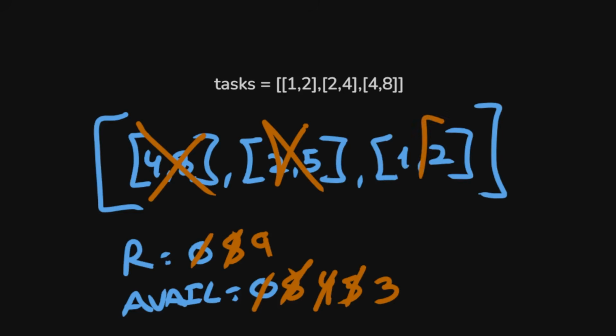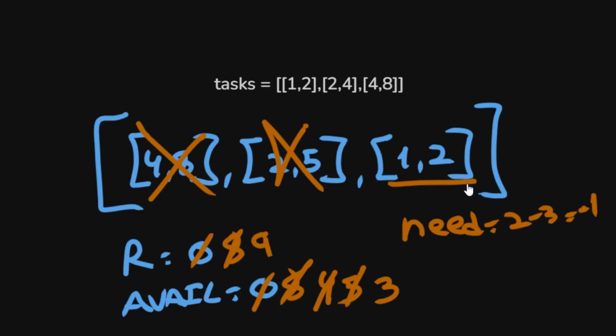Now we are here. We need 2 but have 3 available. So what we actually need is equal to 2 minus 3. This is minus 1. And given that this is smaller than 0, we have enough energy for the task. So the result stays as it is, and we just subtract the corresponding cost from available. 3 minus 1 is 2. So this is the final state, and finally we return 9.